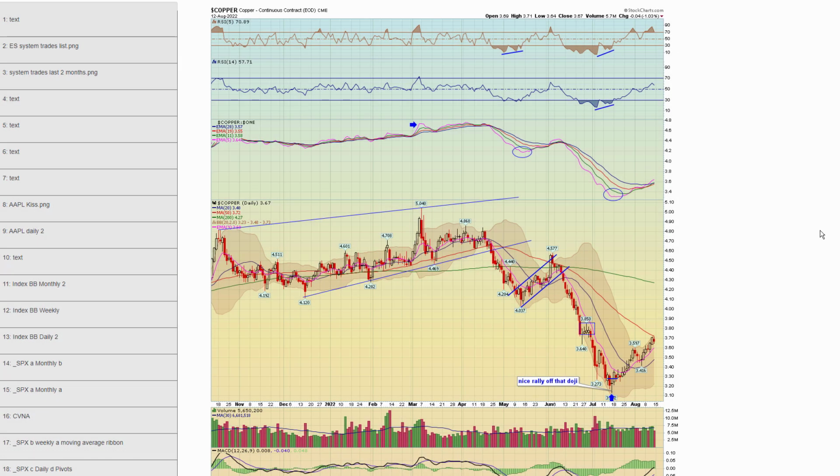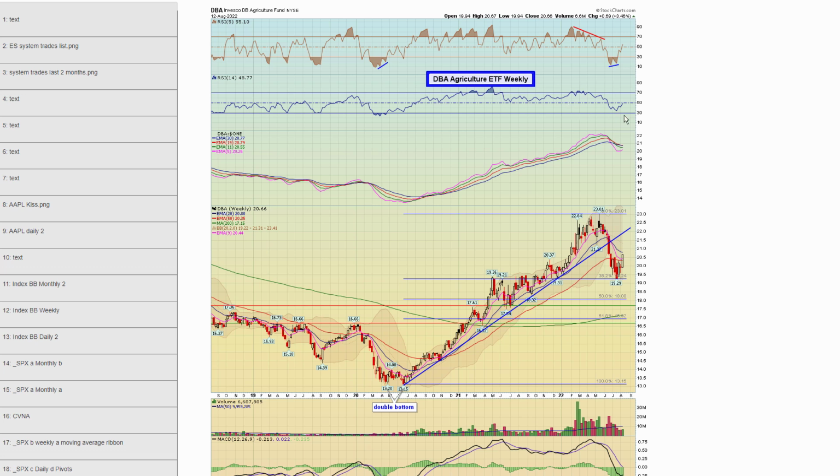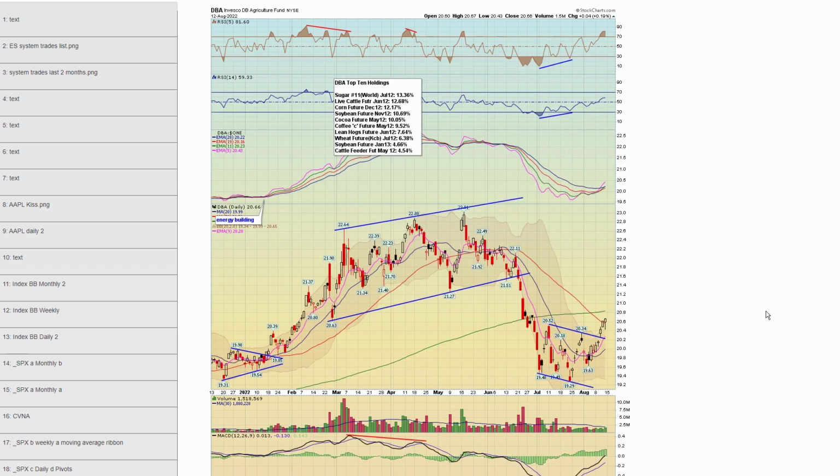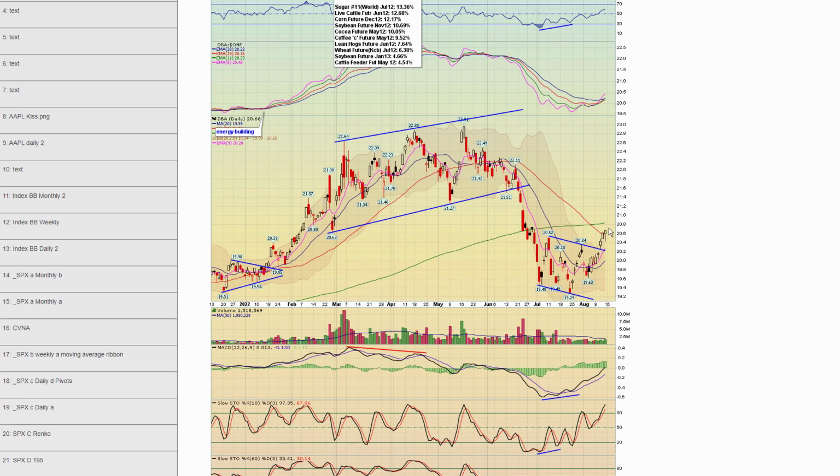Next. Chart 68, DBA agriculture, up 3.5% for the week, so big move. Rallied off the 38% fib the last few weeks. Next. Chart 69, DBA agriculture daily.